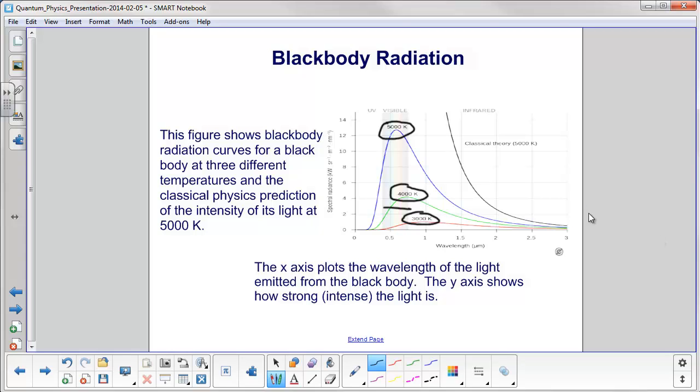We have one more line over here, this black line. This is a theoretical line. This is what classical theory, again, the theory before 20th century modern physics, shows what should happen to the blackbody radiation. More on that later.